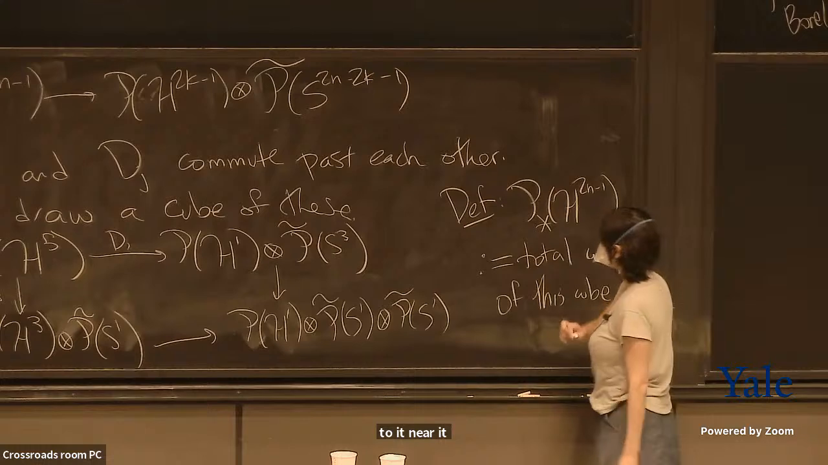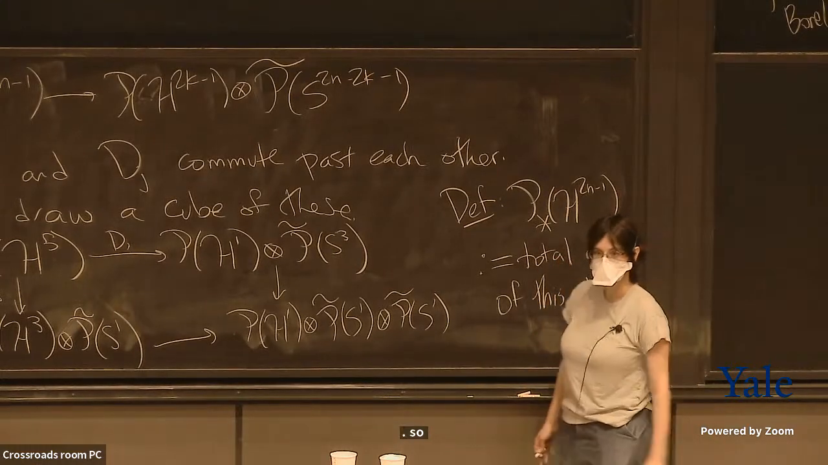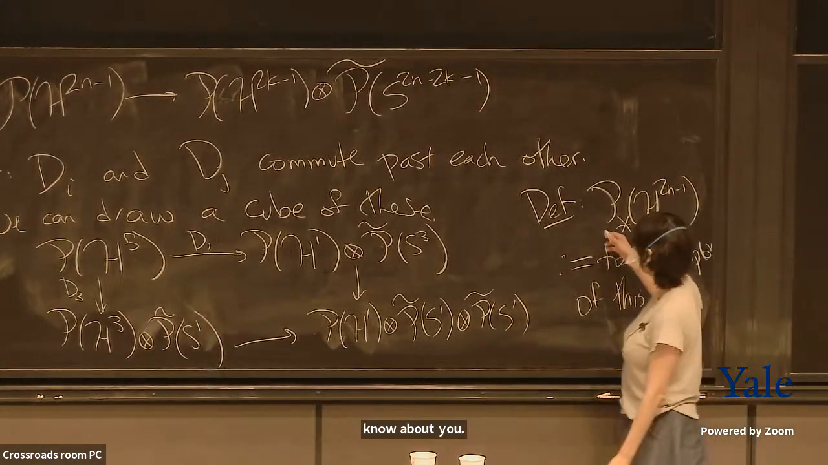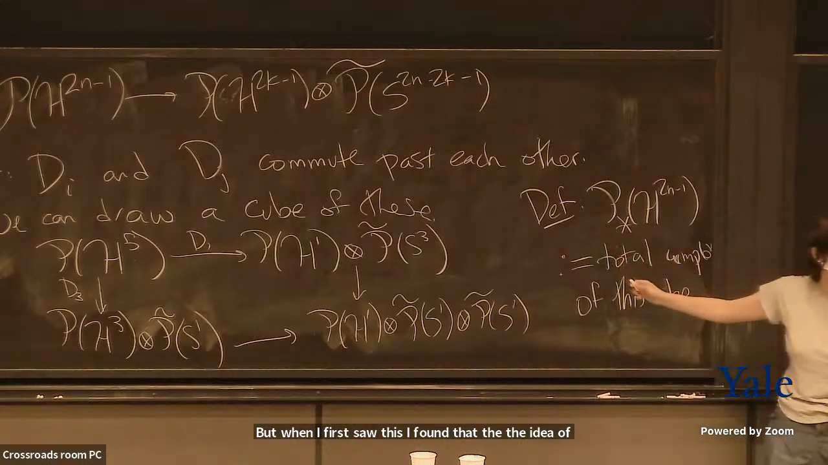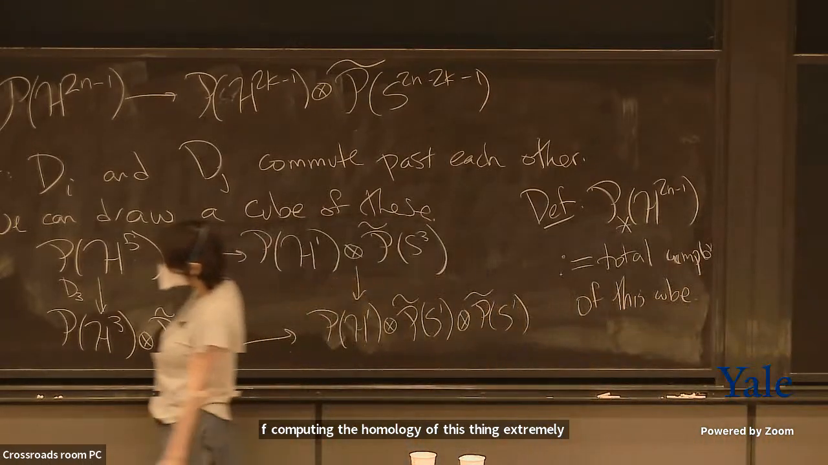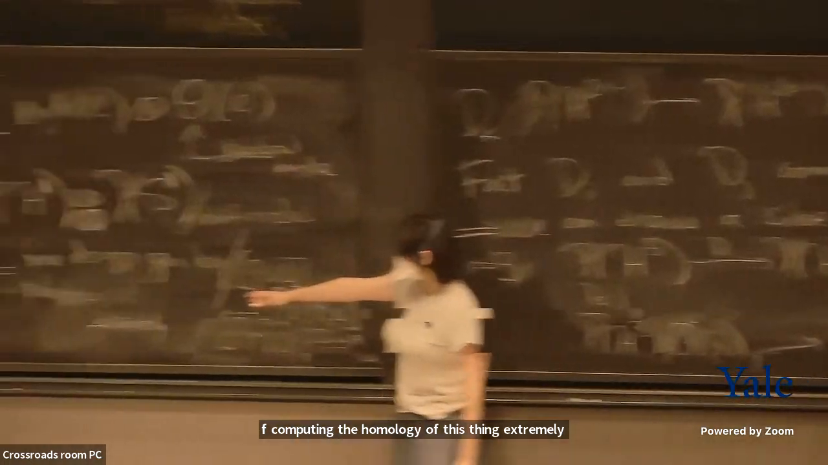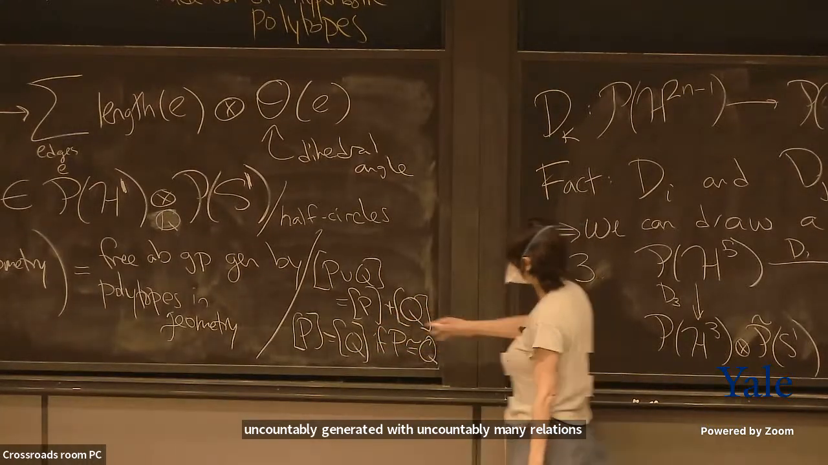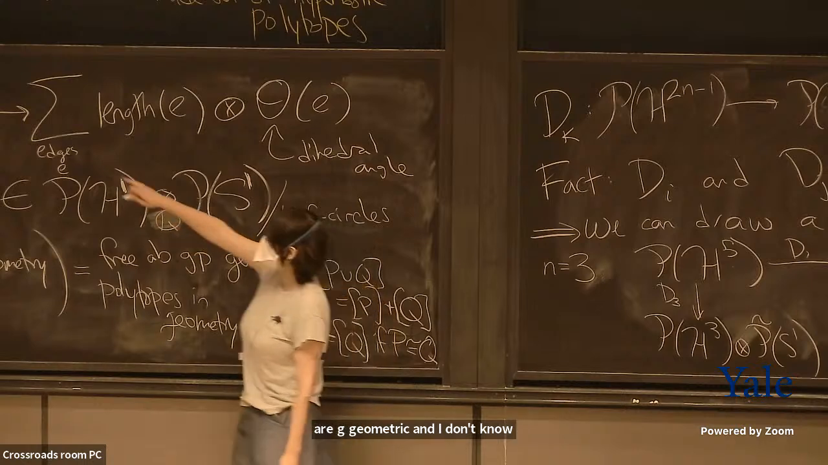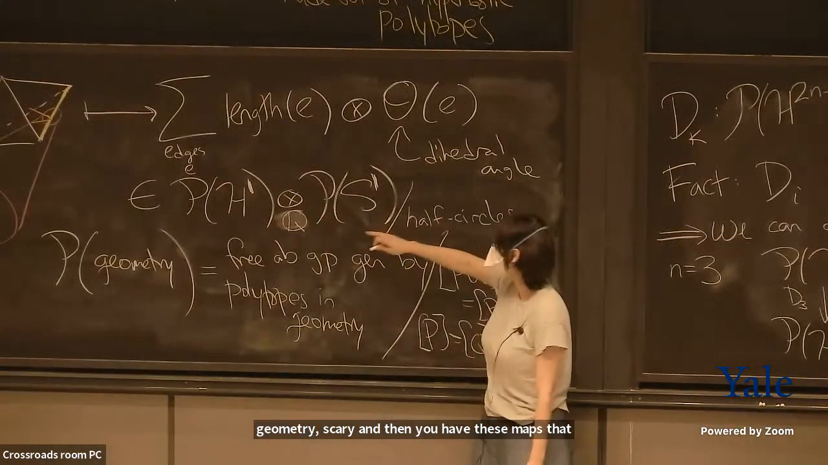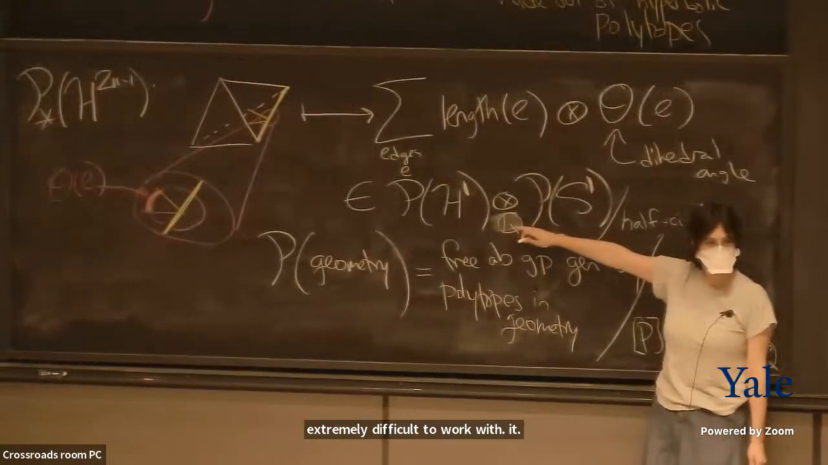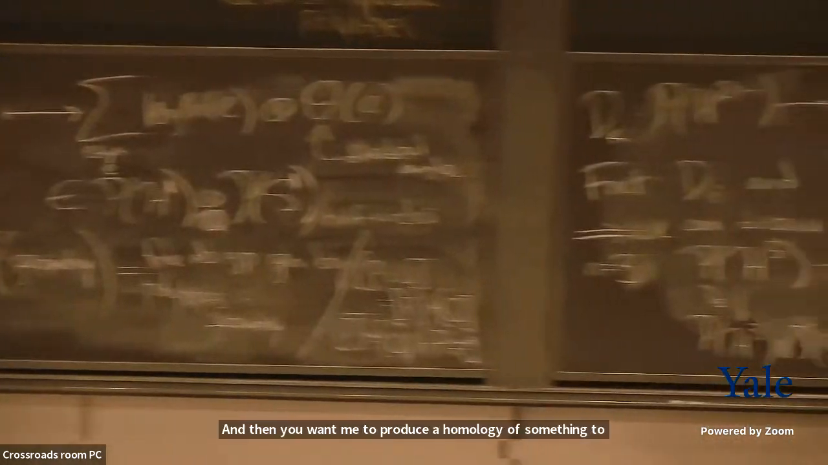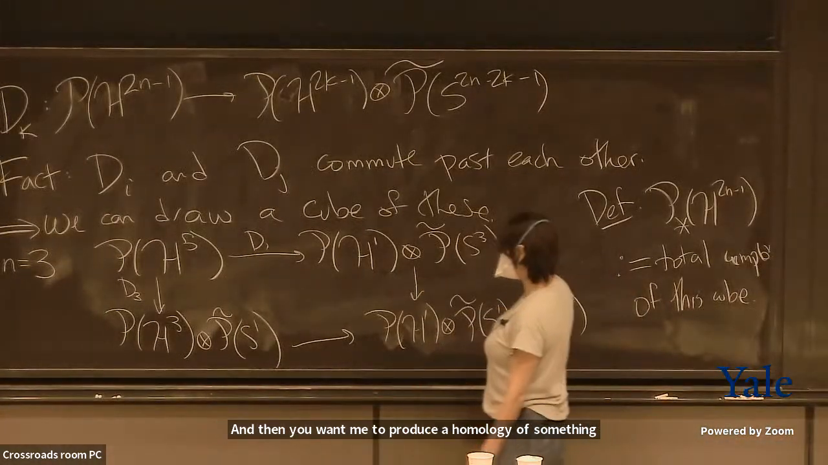So now we want to compute the homology. And I don't know about you, but when I first saw this, I found the idea of computing the homology of this thing extremely intimidating. Because you have this group that is uncountably generated with uncountably many relations that are geometric, and I don't know, geometry is scary. And then you have these maps that are extremely difficult to work with that live inside these uncountably generated tensor products. And then you want me to compute the homology of something to do with this. So this is extremely intimidating.